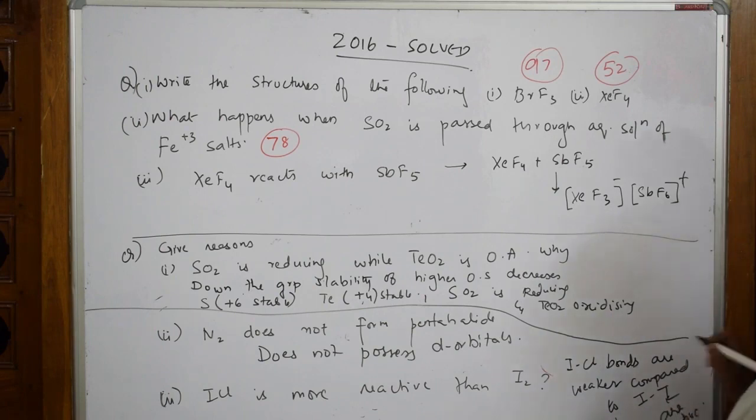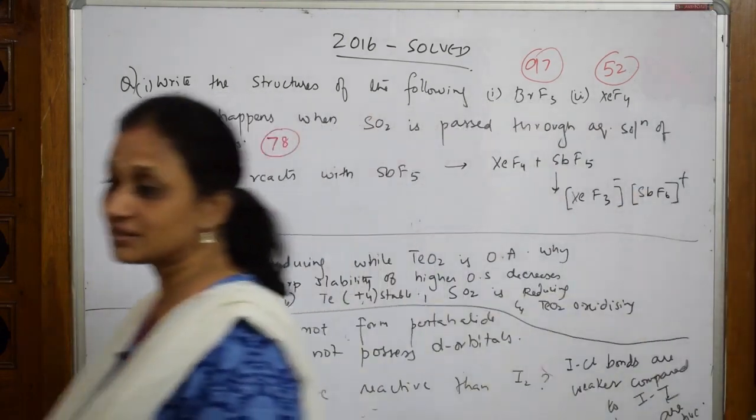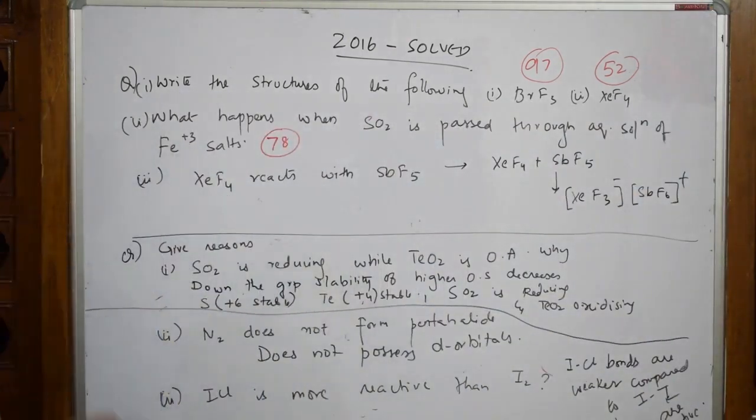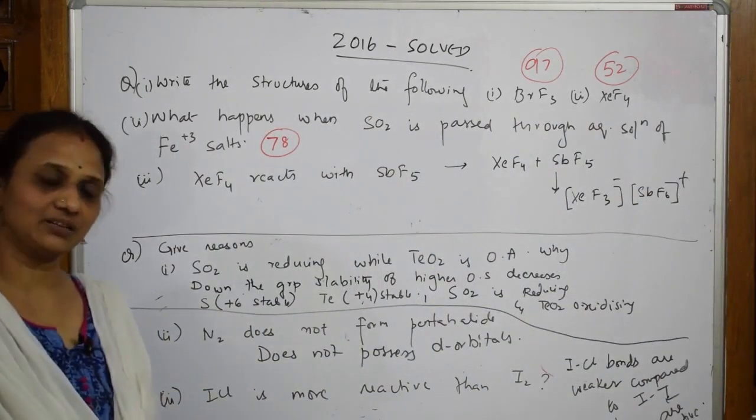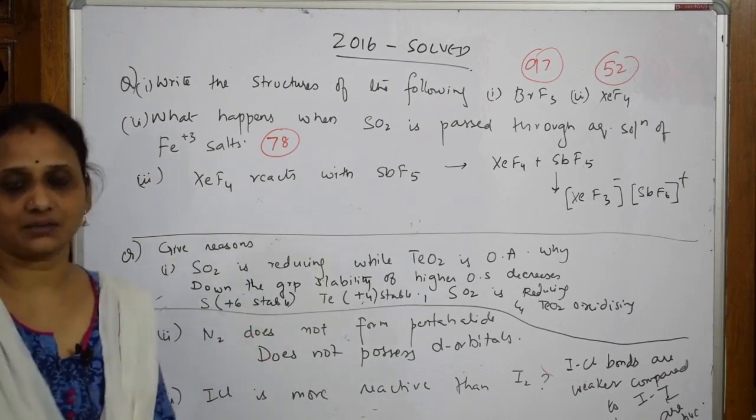That's it. Simple. 8 marks answer. Simple. Like, if you write the concept and write the keyword, automatically you will get the marks.